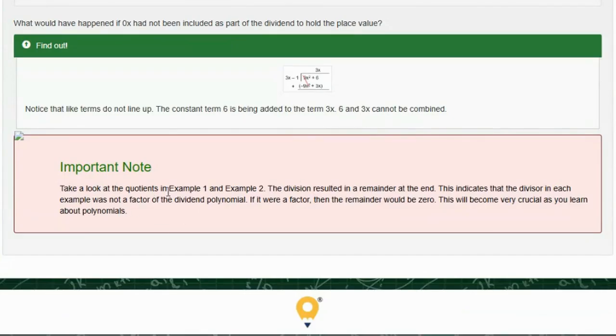Take a look at the quotients, which is the answer up there. The division resulted in a remainder. This indicates that the divisor in each example was not a factor. That's what I was saying. If it were a factor, the remainder would be 0. So this becomes very crucial as you learn about polynomials.